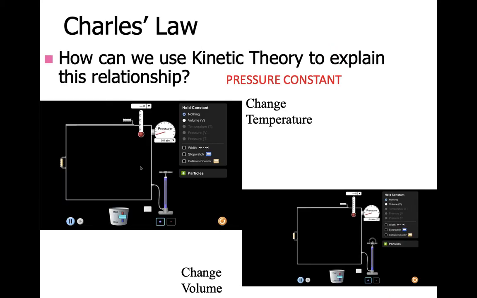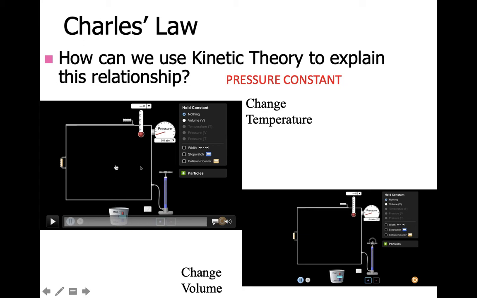The other thing I'm going to ask you to think about a lot is, how does this relate to kinetic theory? How does kinetic theory explain this relationship that we just saw? So it's great that you can do the algebra and that you can do the math, but I think the understanding of particle movement is even more important. So you're going to look over here, and we have a container. This container has our volume, right?